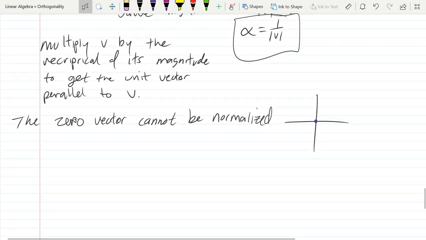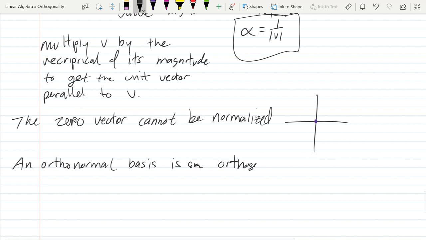What we're about to get is an orthonormal basis. So it is an orthogonal basis of unit vectors.